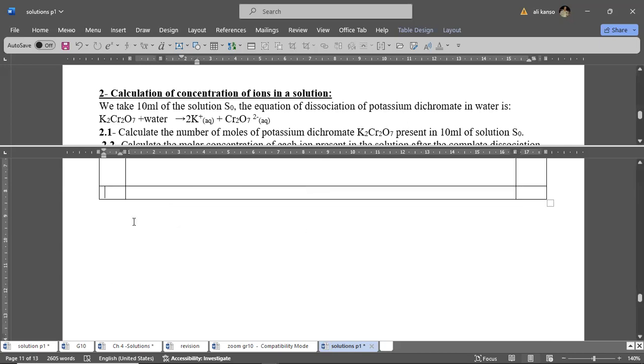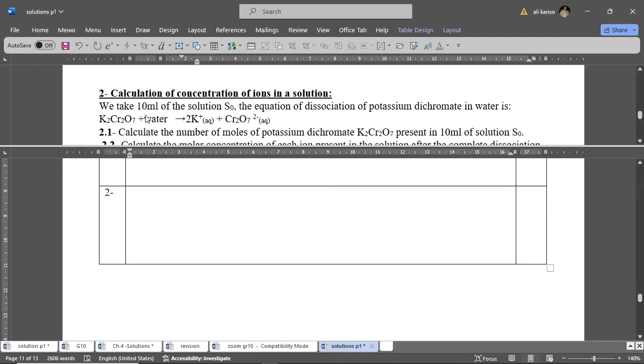Part 2. 2.1. What is given now? The given: take 10 milliliter of S0. The volume of solution S0 prepared that is taken is 10 milliliter.